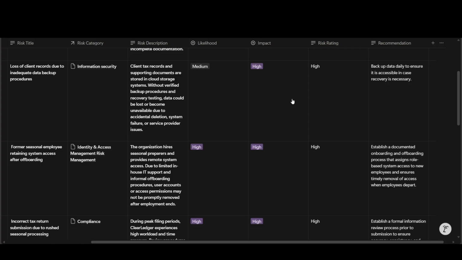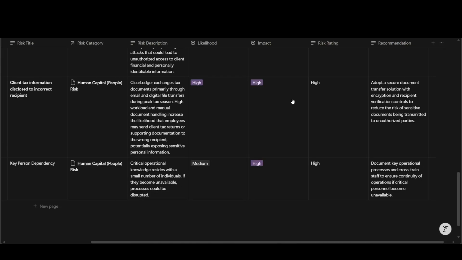One risk identified in this register relates to employee offboarding procedures. If offboarding processes are informal or undocumented, former employees may retain access to internal systems or sensitive client information. This increases the potential for unauthorized access, data exposure, or operational disruption.